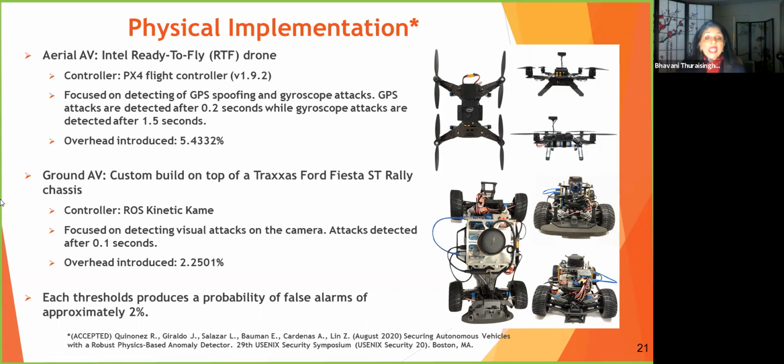So, aerial AV: Intel Ready-to-Fly drone. That's our aerial device. The controller is the PX4 flight controller, focused on detecting GPS spoofing and gyroscope attacks.